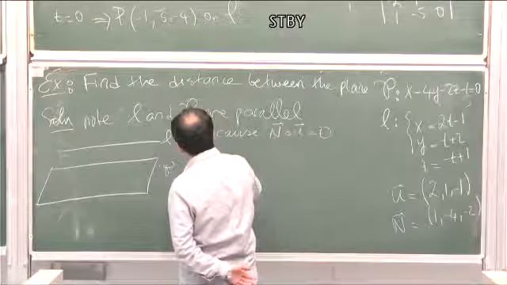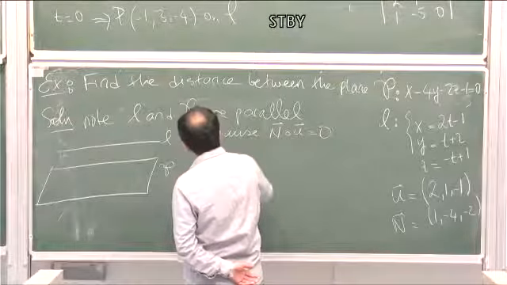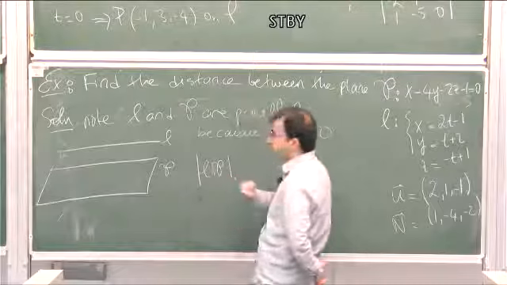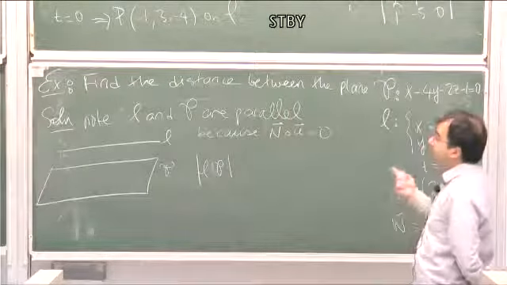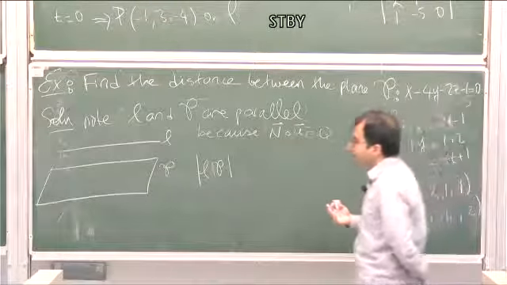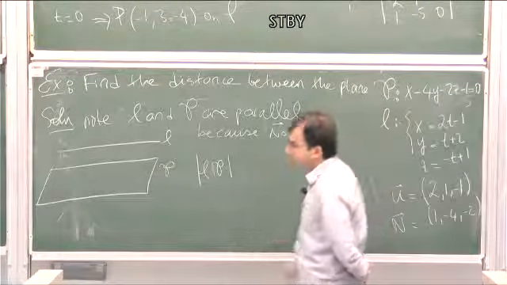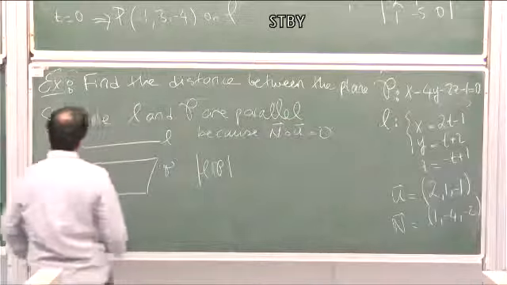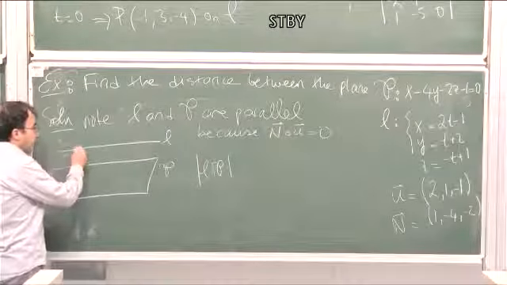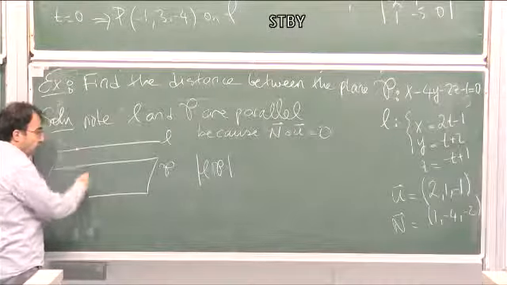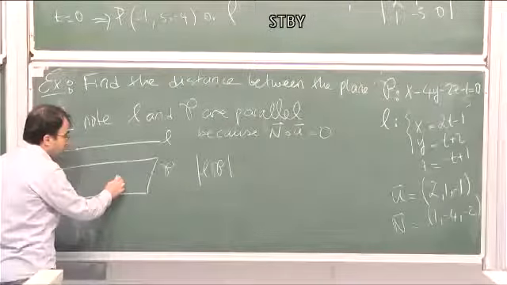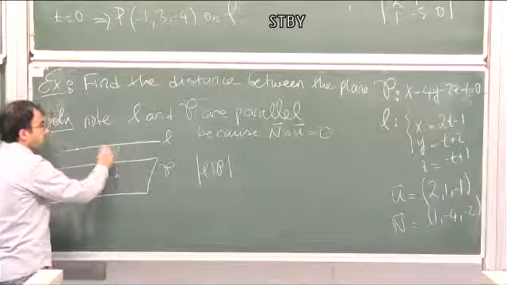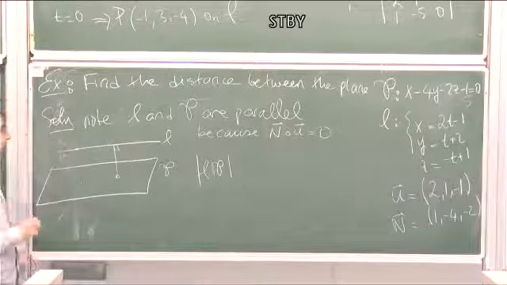So let's write it this way. Distance between L and P. Again, here we can do one of two things. Either we can take a point on the line and compute its distance to the plane, or we could take a point in the plane and compute its distance to L. So both would give us the same thing.